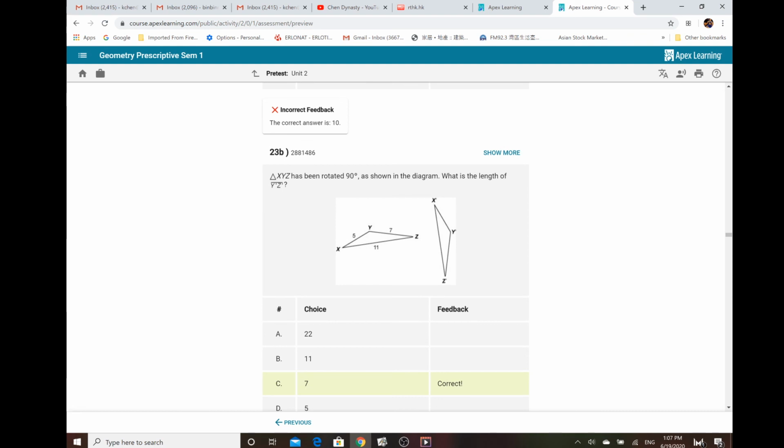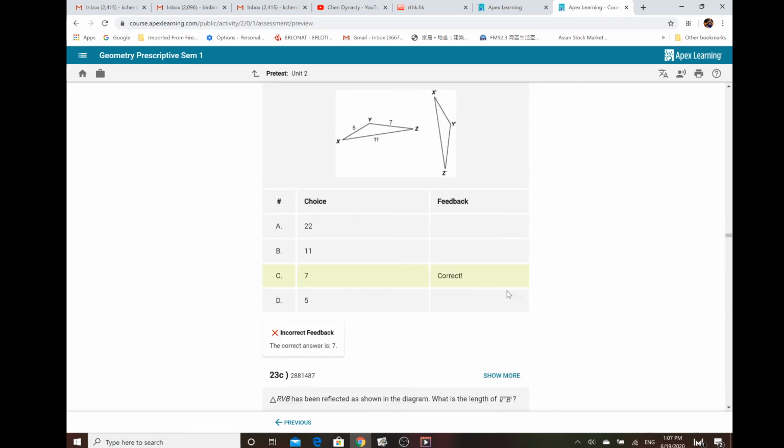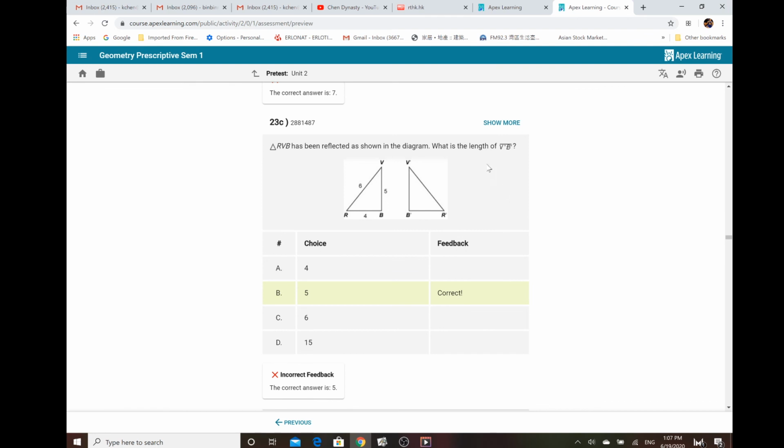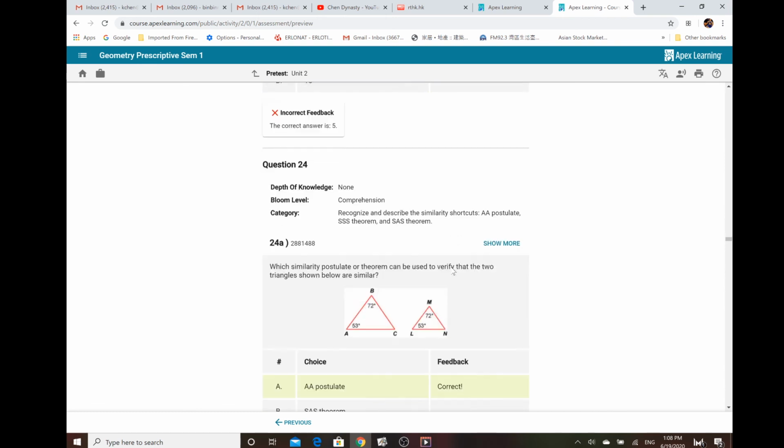Triangle XYZ has been rotated 90 degrees as shown in the diagram. What's the length of segment Y prime Z prime? Again, Y prime Z prime is the same segment as YZ. So it's the same distance, which is also 7. The next one is quite similar. What's the length of segment V prime B prime? Again, that's considered the same segment as VB, so it's also 5.